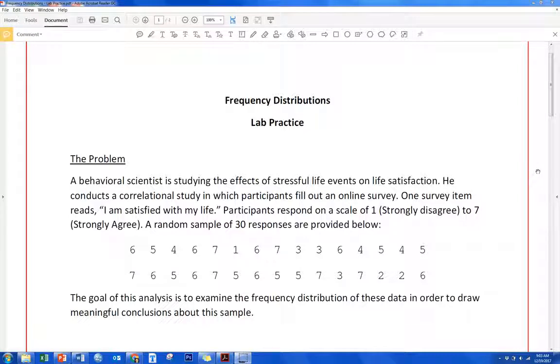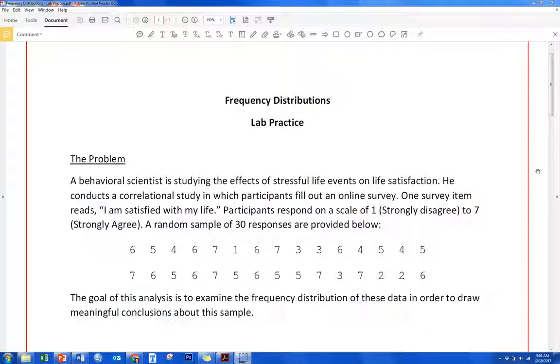He conducts a correlational study in which participants fill out an online survey. One survey item reads, "I am satisfied with my life." So chances are this is coming from a life satisfaction scale. There are multiple survey items that are summed or averaged together to create a final score. This is only one of those items. So for simplicity, we're going to be working with a single item in this lab.